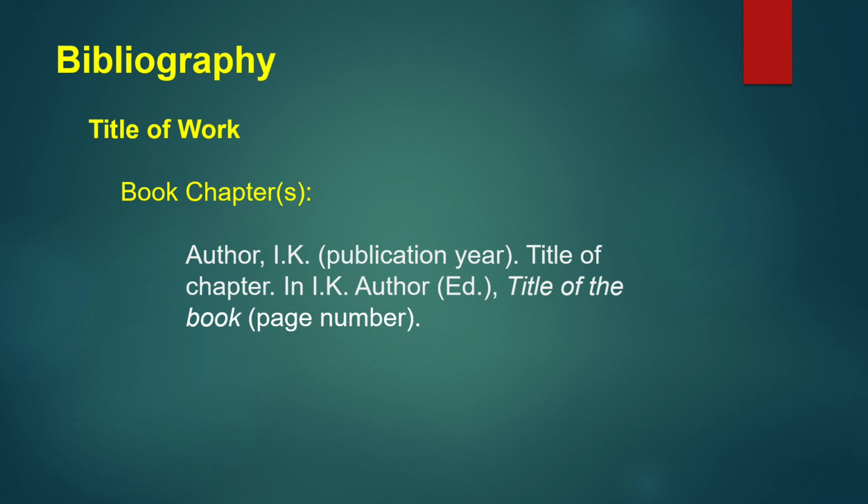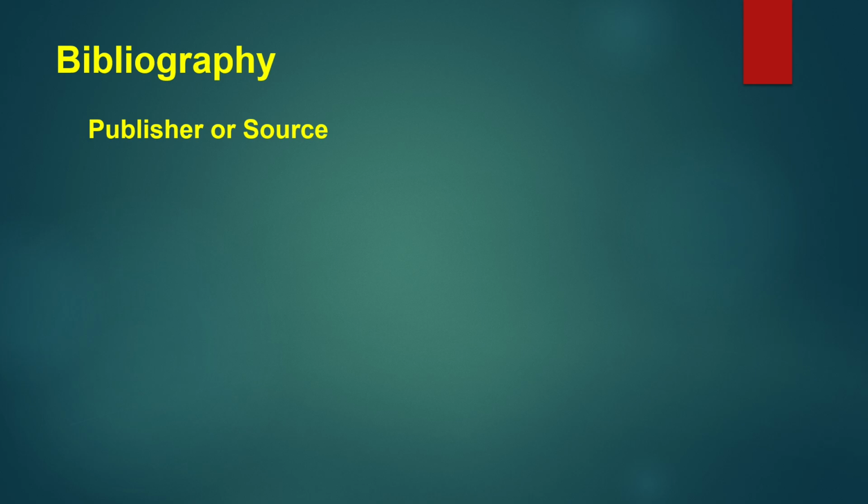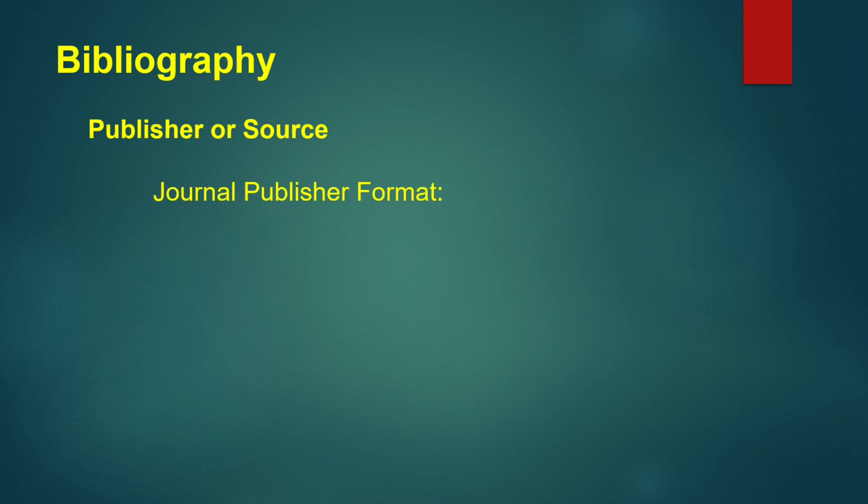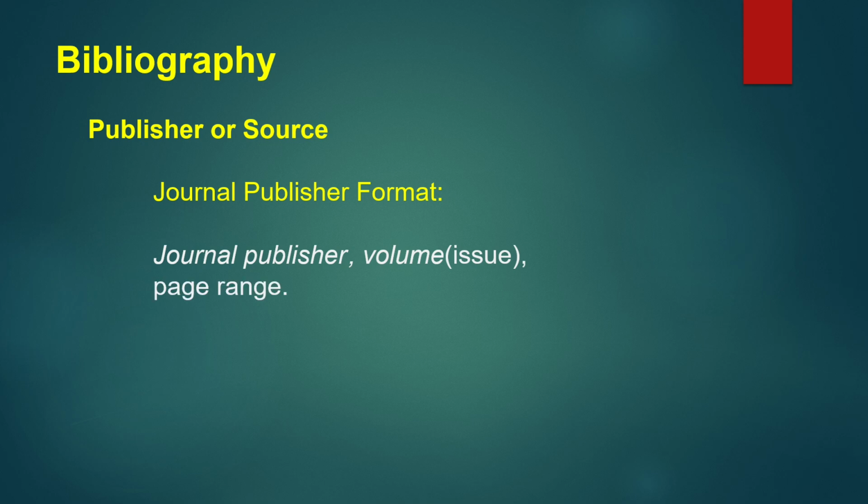There are a few things to remember when writing the publisher or source as the last entry of your reference. Publisher of books should be written as it is. What I mean is not in bold and not italicized, and should end with a period. Whereas, for resources coming from journals, the publisher or source should be italicized, then a comma before the volume. Next, enclosed in a parenthesis is the issue, followed again by a comma. Finally, the page range, then a period. Note also that the issue number and the page range are not italicized.